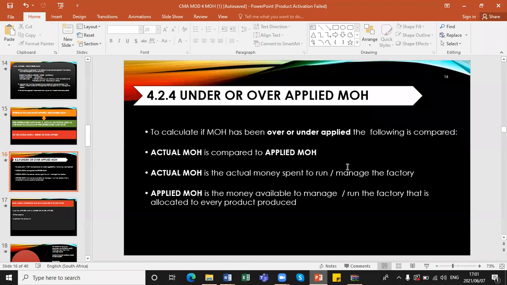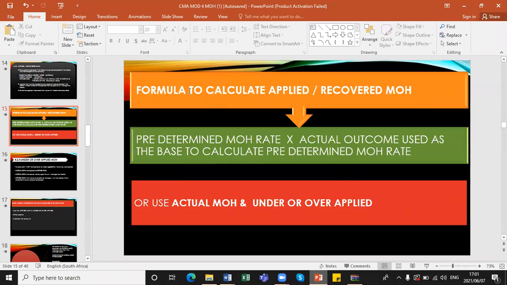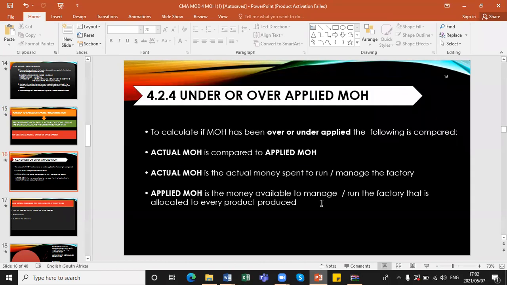Now, in this series, we're going to use both formulas to calculate applied overheads. Okay, let's go to this under or over applied.